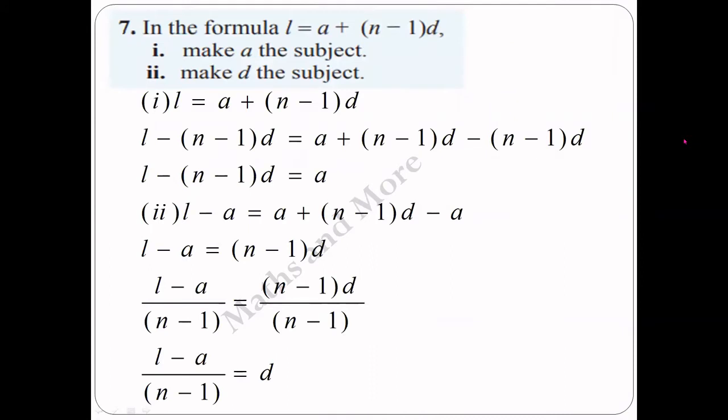Let's see some other example. In the formula, L equals A plus n minus 1 D. This is a formula. Make A the subject. A should be the subject. At this moment, L is the subject.